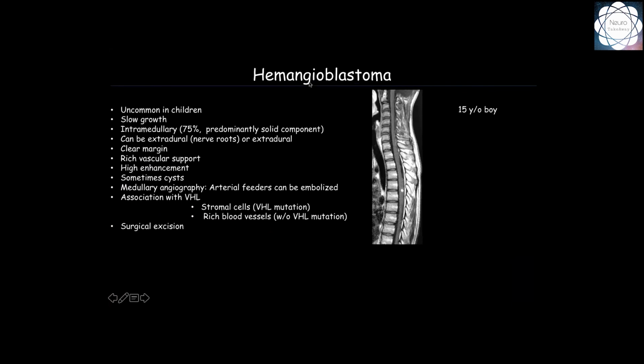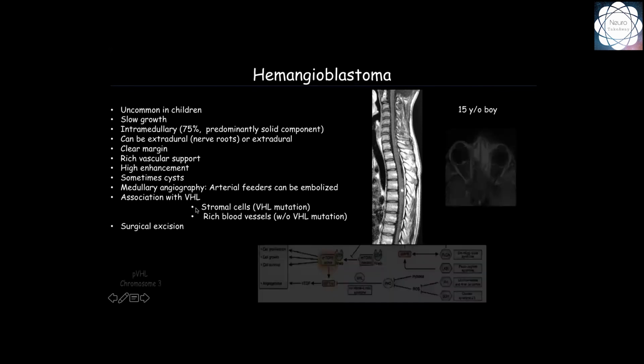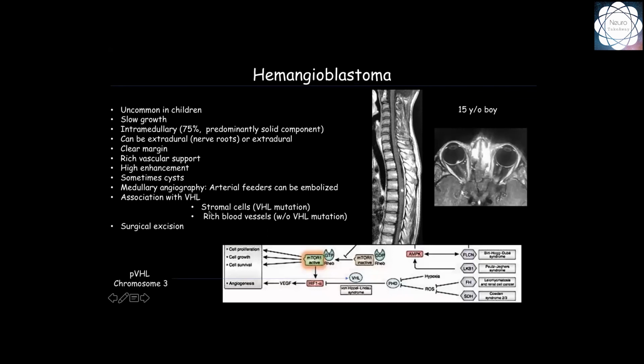Regarding hemangioblastomas, they are largely infrequent in children. They have slow growth. Most of them are intramedullary, but we also have extramedullary tumors. They have clear margins, rich vascular support, high enhancement, and sometimes the presence of cysts. Most of them are related to von Hippel-Lindau mutation. The mutation is present in the stromal cells, not in the vessels. And the treatment is surgical excision.